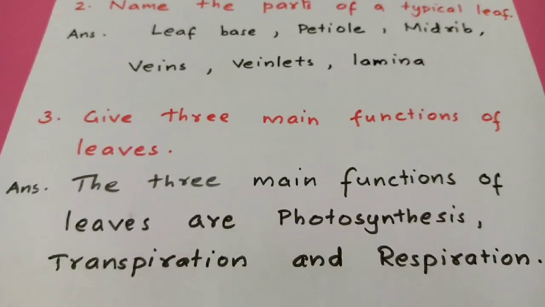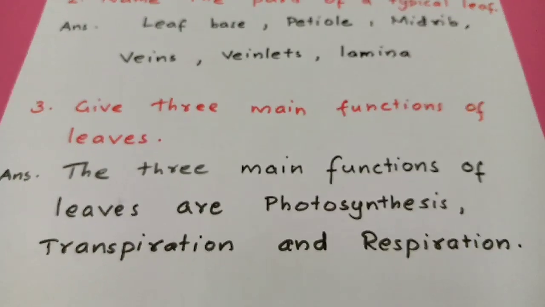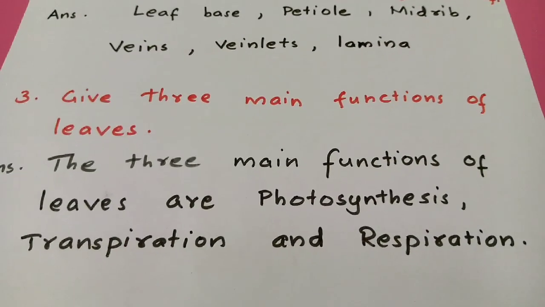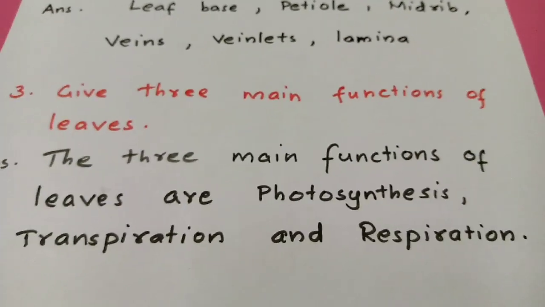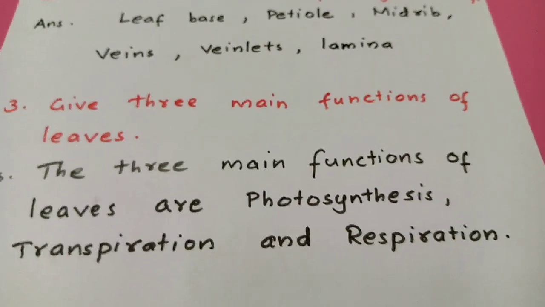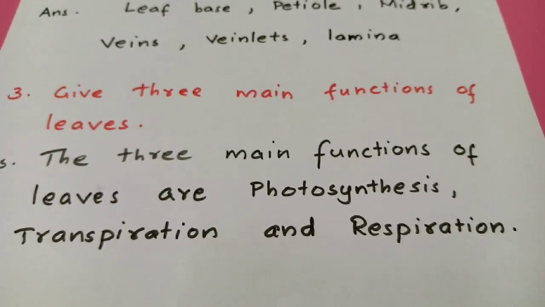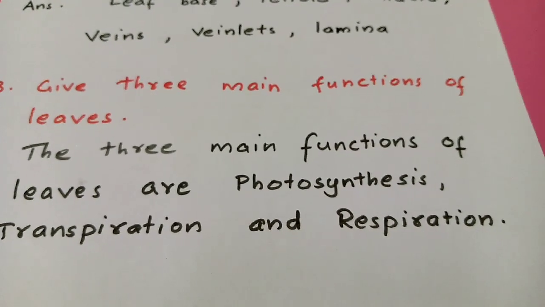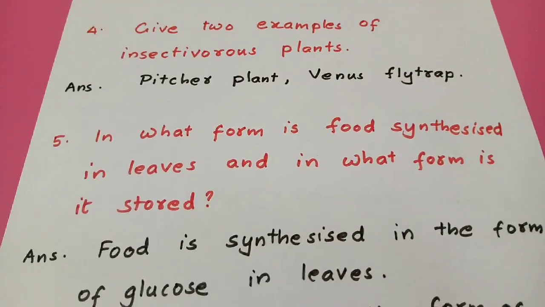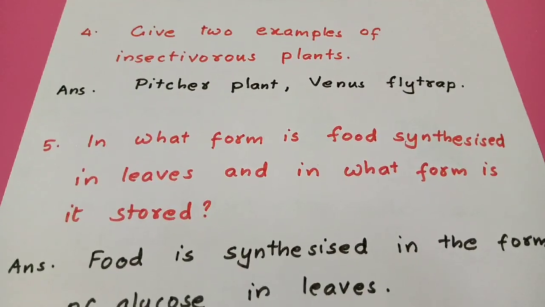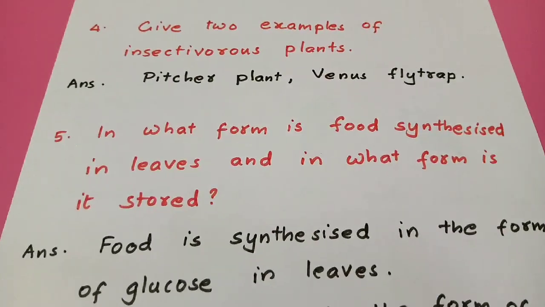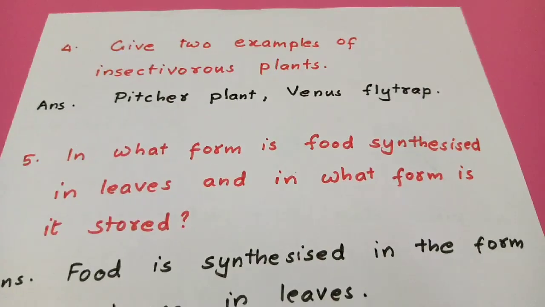Now, third question, give three main functions of the leaves. The three main functions of leaves are photosynthesis, transpiration, and respiration. Fourth question, give two examples of insectivorous plants. Two examples: pitcher plant and Venus flytrap.